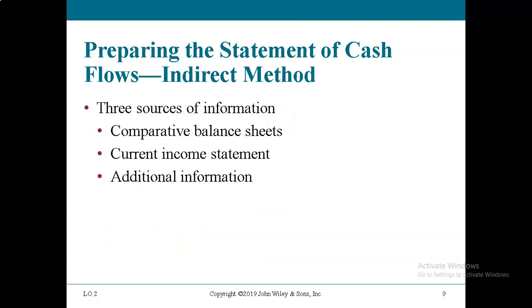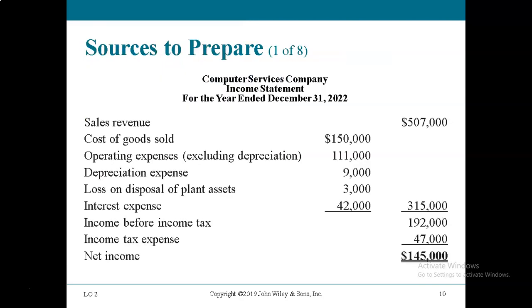What you need to know is the indirect method. So how do we prepare an indirect method cash flow statement? Well, you're going to need two balance sheets. You'll need last year's balance sheet and this year's balance sheet. You'll need an income statement and then additional information. So here's an example. Here's an income statement. So you can see here that the net income was $145,000.